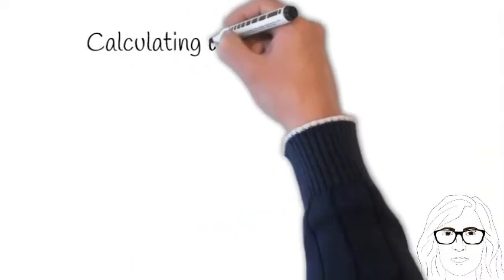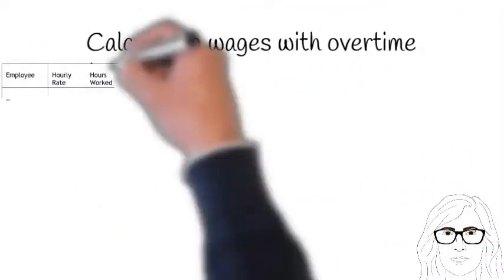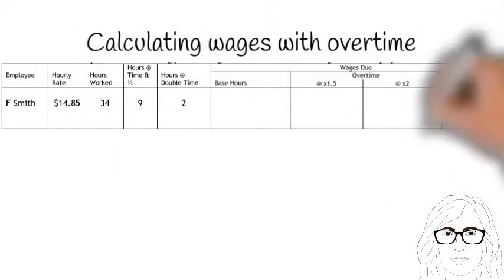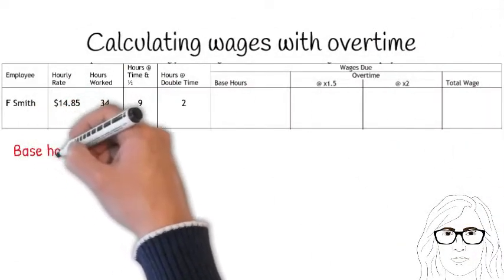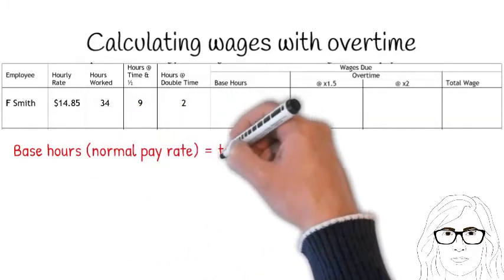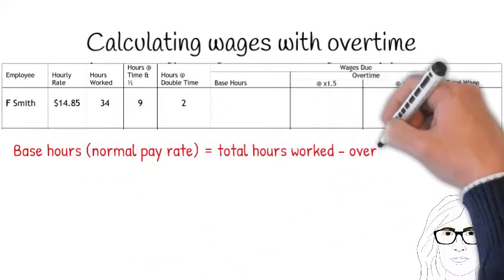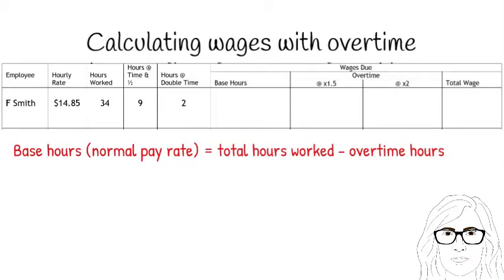This example looks at calculating a wage when there is overtime involved. We have a table here to help with the setting out of the work. Always start by writing out your formula and then identifying the values that you need for that formula.